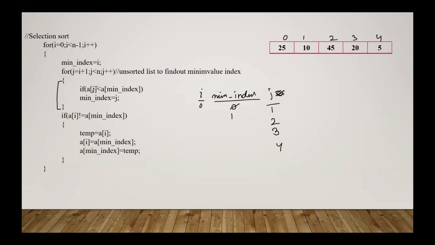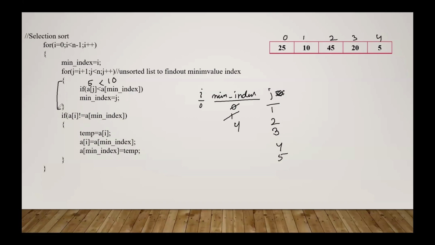Now a[j] means a[4]. What is a[4]? a[4] is 5. So now 5 is less than a[min index], this is 10. Is it true? Yes, it is true. If it is true, then min index equal to j. What is the min index right now? 1. So now it is changed from 1 to 4. Then the j value is incremented to 5. So next we have to.